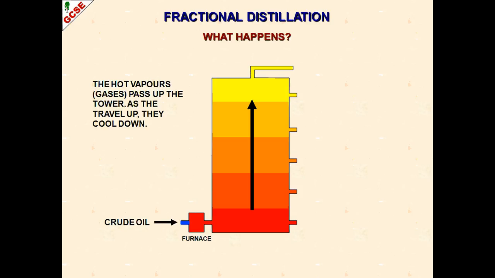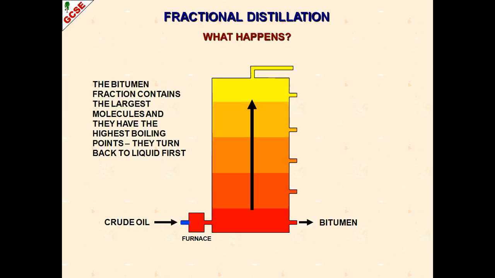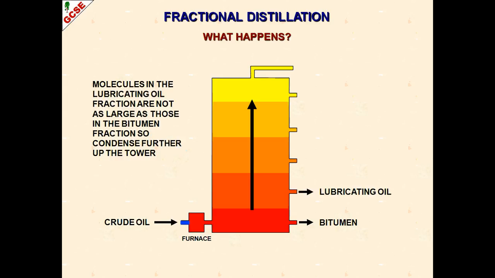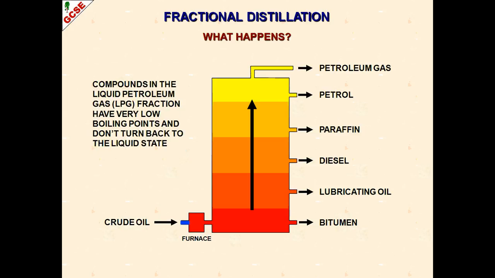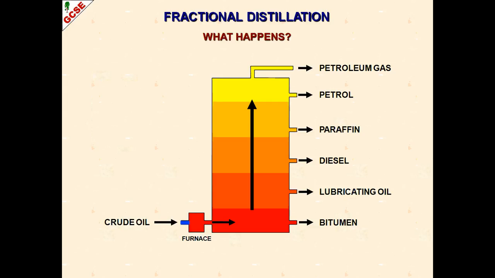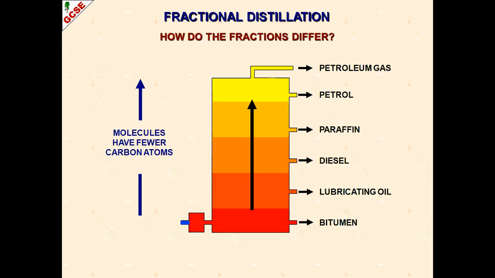So the hot vapors travel up, and as they cool down, some of the material is still in liquid form even at higher temperature. That's called bitumen. It's useful for waterproofing of houses, construction of roads, and many more uses. After that, lubricating oil is there, diesel is there, paraffin is there, petrol is there, and the topmost is petroleum gas. The vapors which are still gas, they are petroleum gas, and they are used in cooking of food in our houses. So this is all petroleum gas.